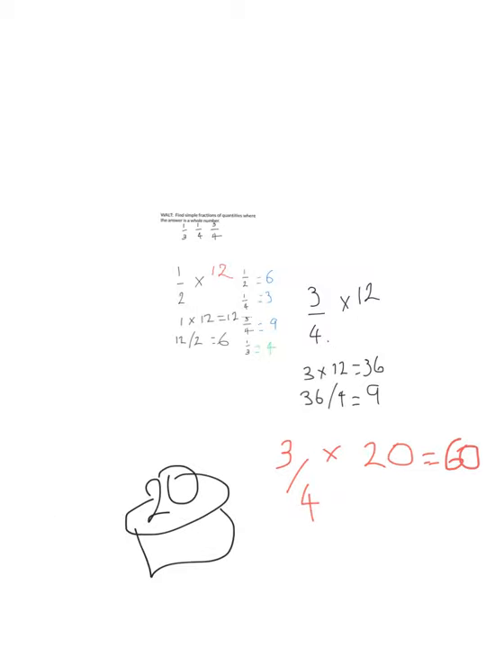And then 60 divided by 4 is 15. So 3/4 of 20 is 15. And I can work that out quickly because I know that 1/4 of 20 is 5, 2/4 of 20 is 10, which is half of 20, and 3/4 therefore is 15. Hopefully that's the answer you got.